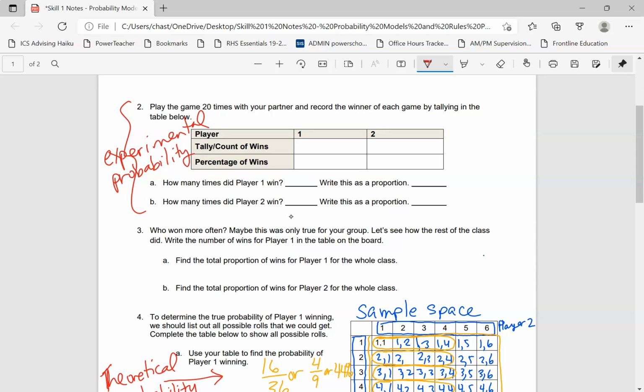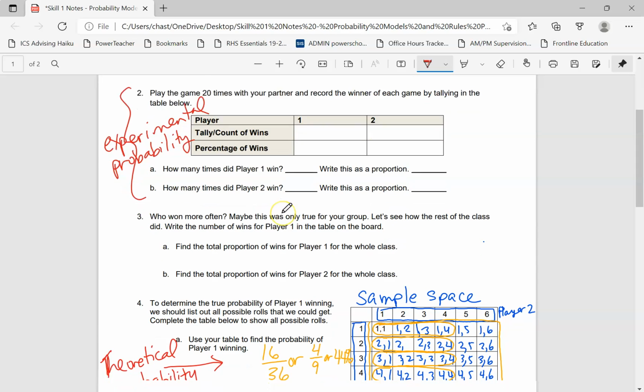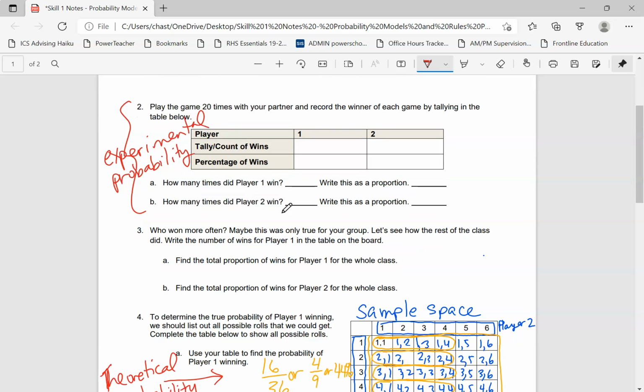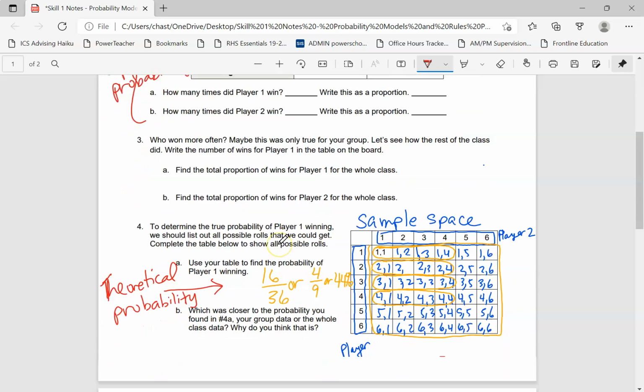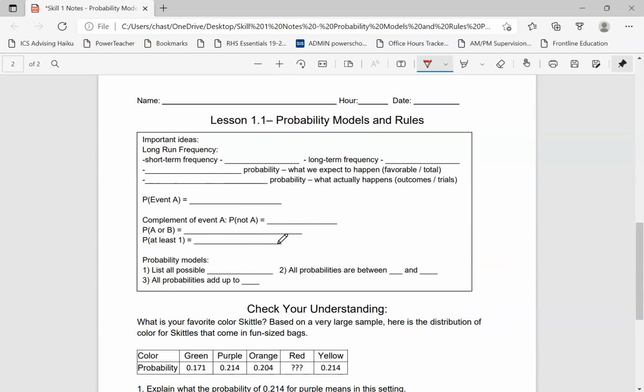And you calculate experimental probability by figuring out how many times something occurred when you did it, divided by the total number of times that you actually performed the experiment. Okay, and we'll define these on the next page. So let's talk about some probability models and rules. These are the important ideas, so this is the stuff you need to make sure you're writing down.